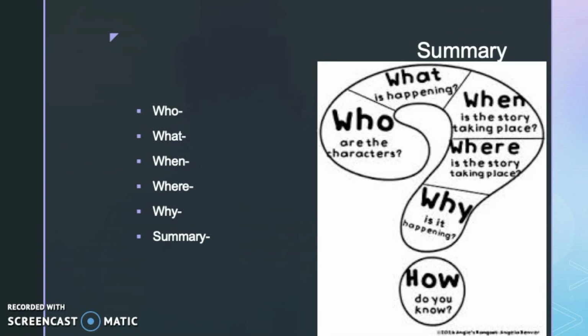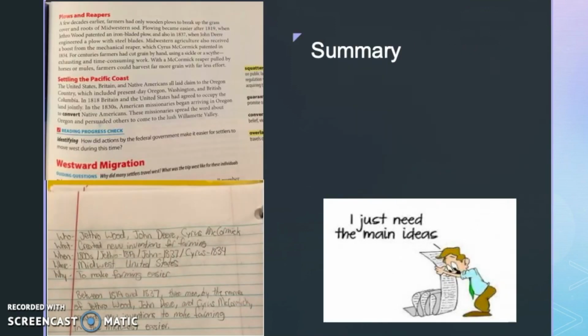Here with this strategy of creating a summary, I have my students identify the who, the what, the when, the where, and the why within a passage. I start off small. I may just give them a paragraph and then work my way up to larger documents. Here's an example I used with my students at the beginning of the year. As I told you earlier, I start off small, just using a paragraph out of a textbook. The student is identifying the summary in plows and reapers, and as you're able to see, he's able to identify the who, the what, the when, the where, and the why.